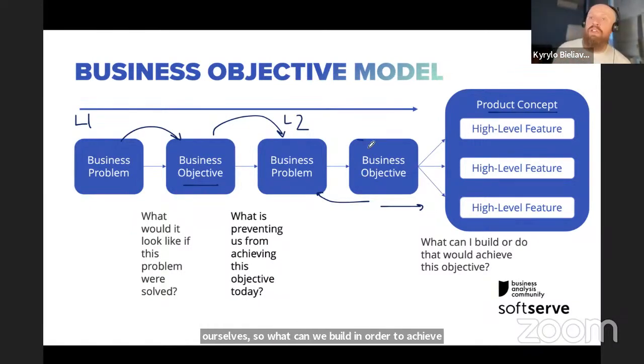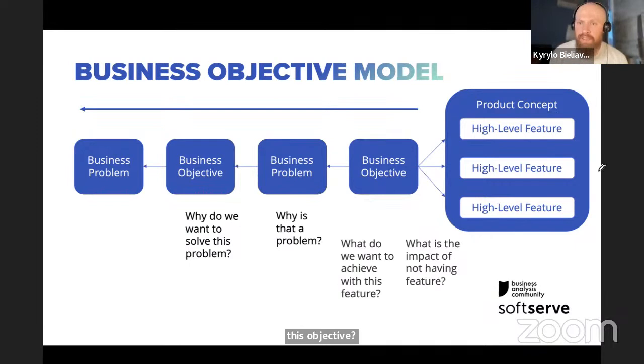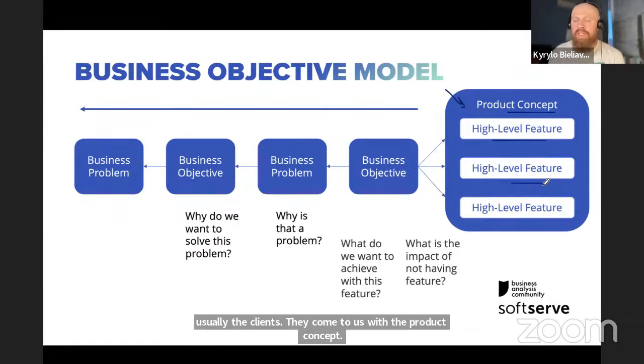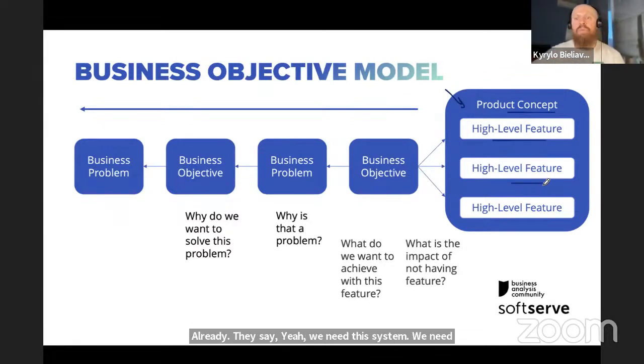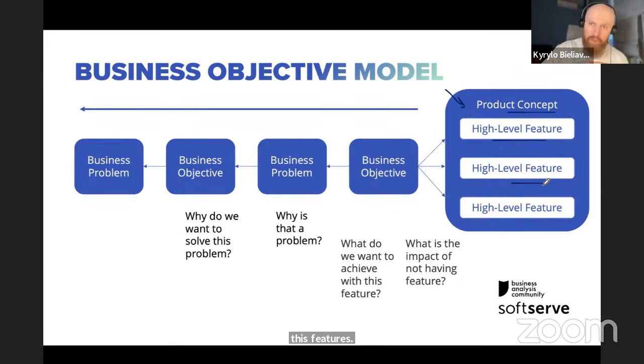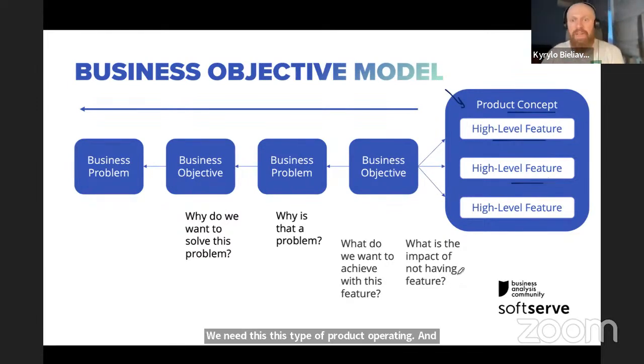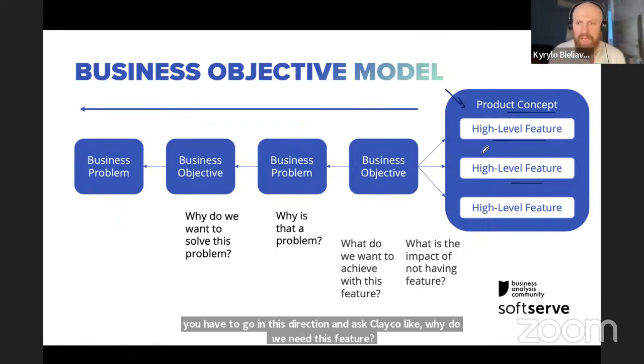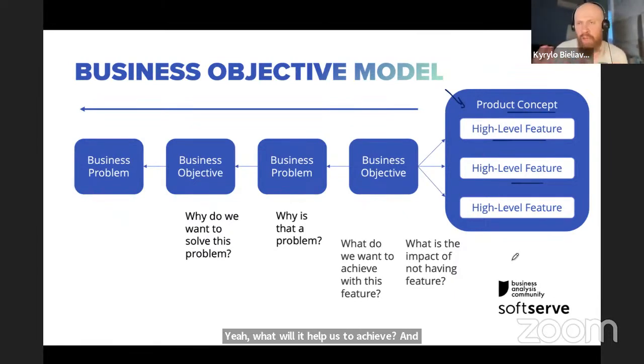But this would be the conventional way. Usually the clients come to us with the product concept already. They say, we need this system, we need these features, we need this type of product operating. And you as a business analyst will have to go backwards. You have to go in this direction and ask why do we need this feature? What will it help us to achieve? And if the client struggles with explaining that, you may ask what is the impact of not having that feature?